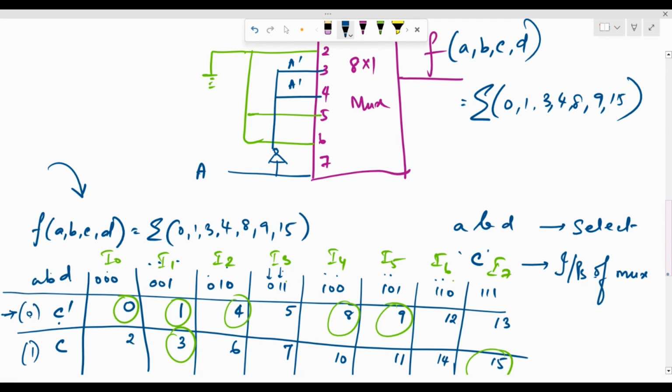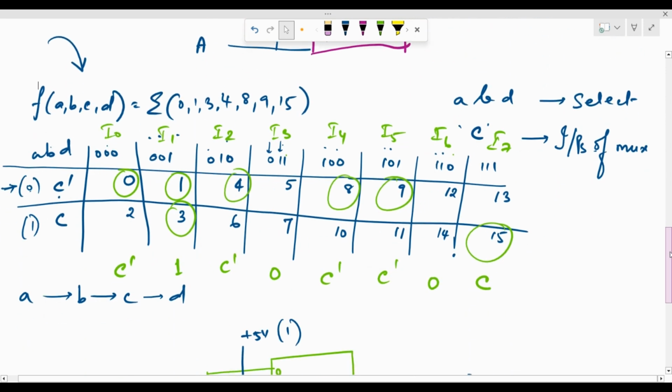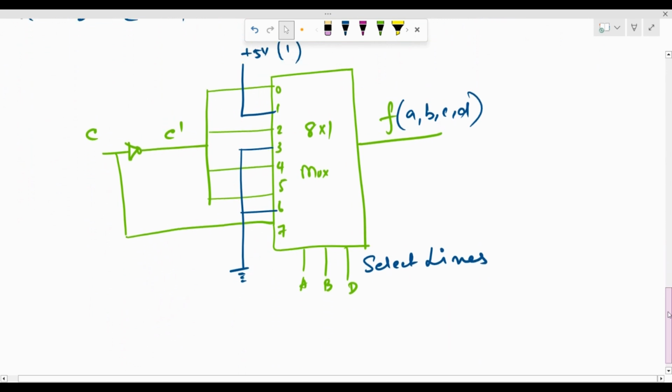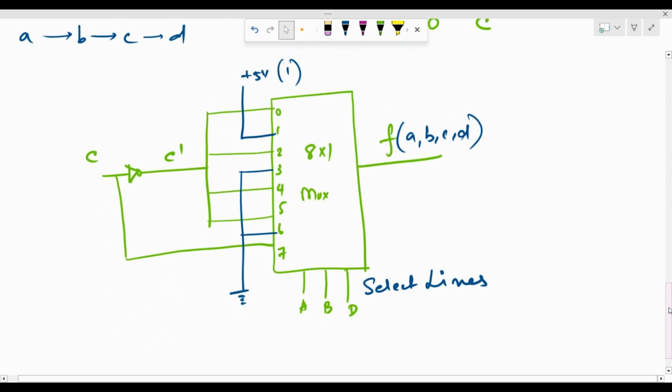So that's all with today's video. I hope the implementation of a Boolean function or a logical expression using multiplexers is clear to you all. In the upcoming video, I'll show you how you can use even smaller multiplexers and some added gates to implement any Boolean expression.